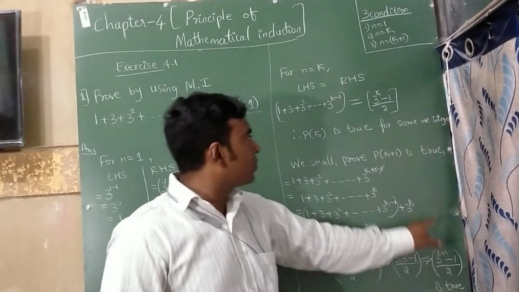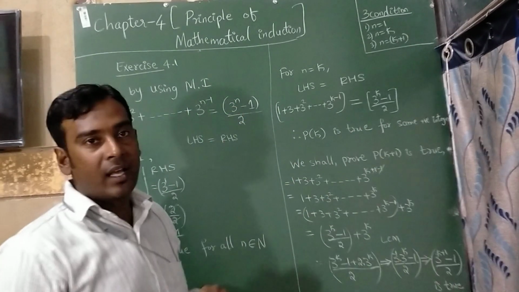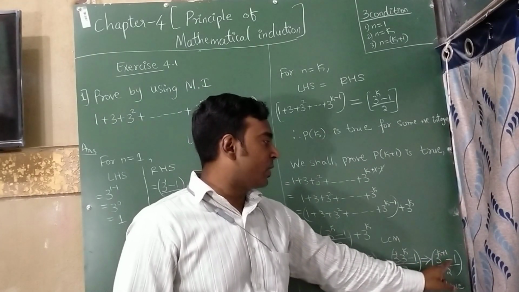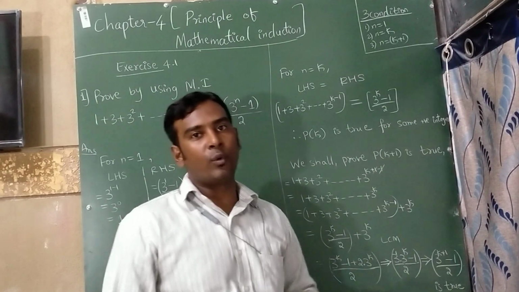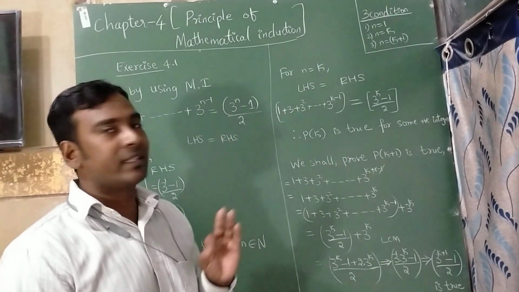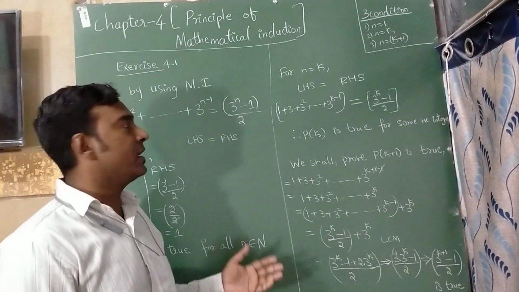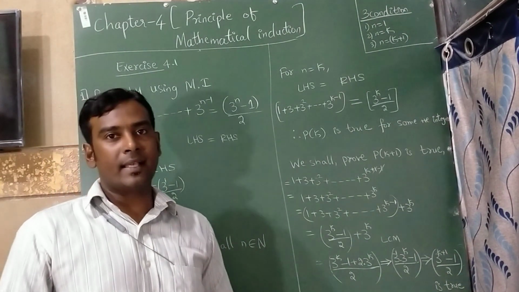Now this k plus 1, as I have told you, we have to replace by n. So this proves that (3 raised to k plus 1 minus 1) upon 2 is also true. So we have satisfied all three conditions of mathematical induction. So this completes your first answer. Let's move on to the next sum.